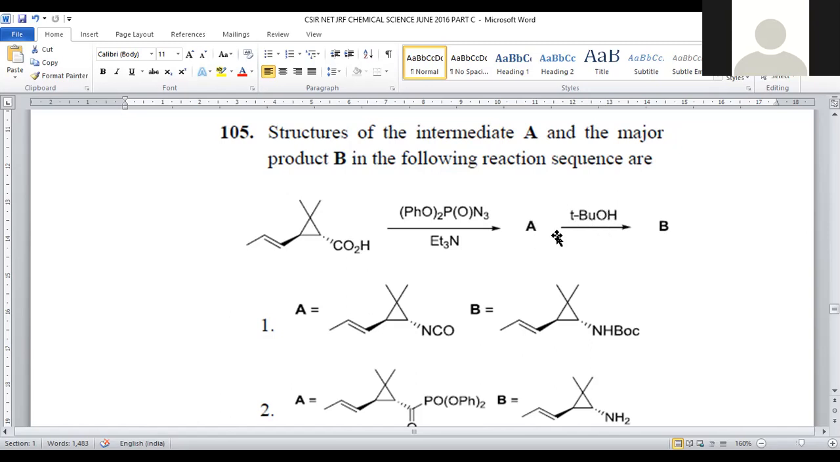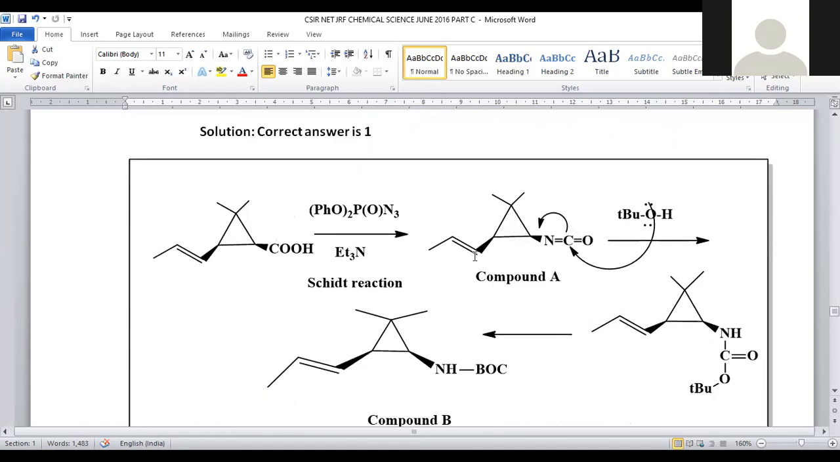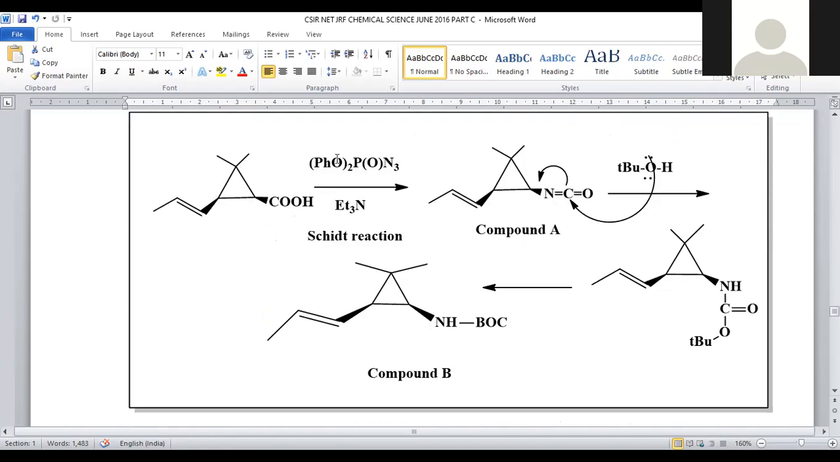A is further treated with tertiary butanol, and compound B will be formed. What is the reaction sequence and what are the products? Let us see. In the mechanism, it is clearly depicted. When the starting material is treated with the diphenoxyphosphoryl azide compound in the presence of triethylamine, that is, carboxylic acid azide treated with a tertiary amine, this is a named reaction called the Schmidt reaction.